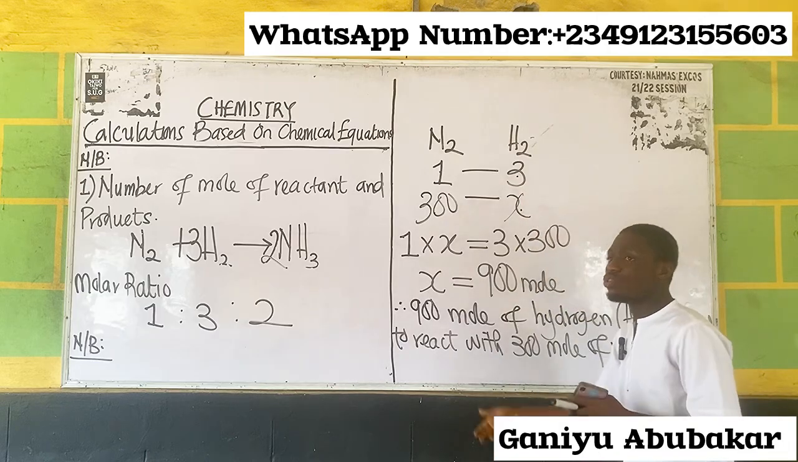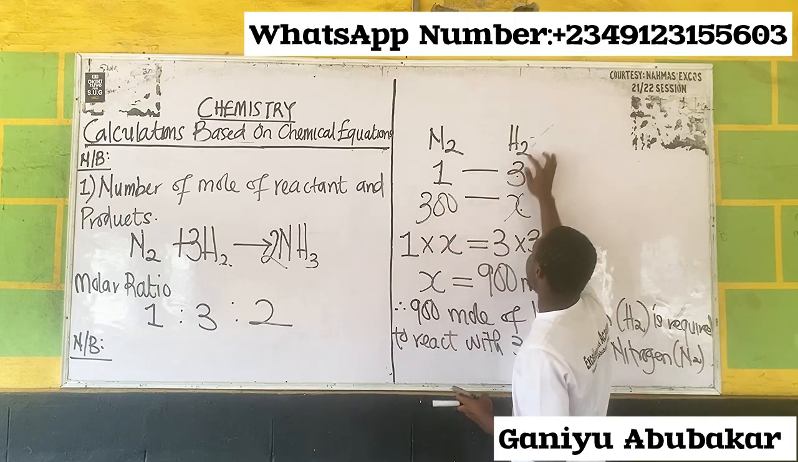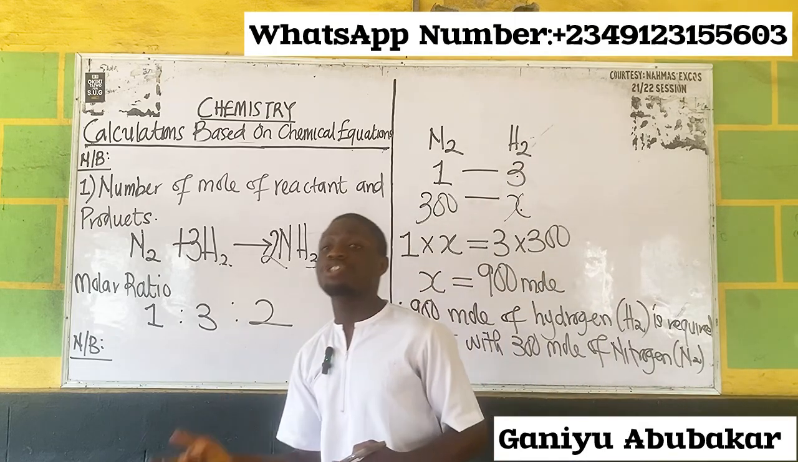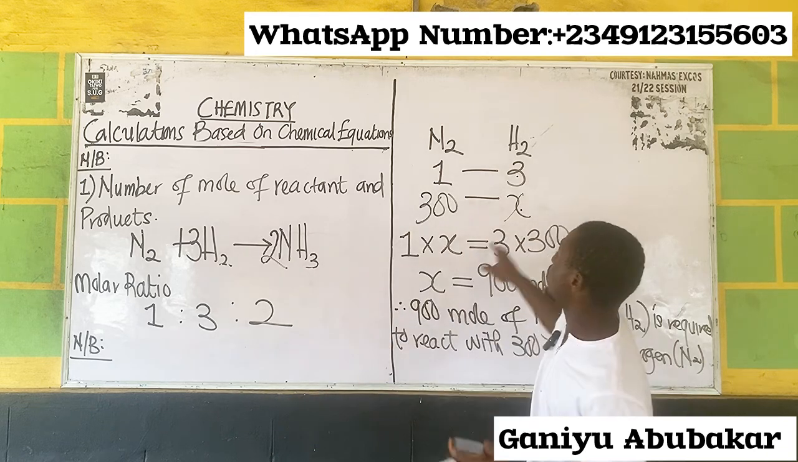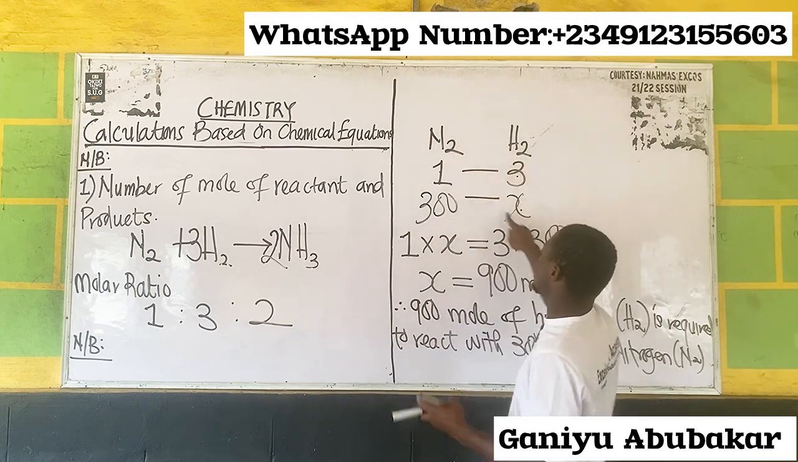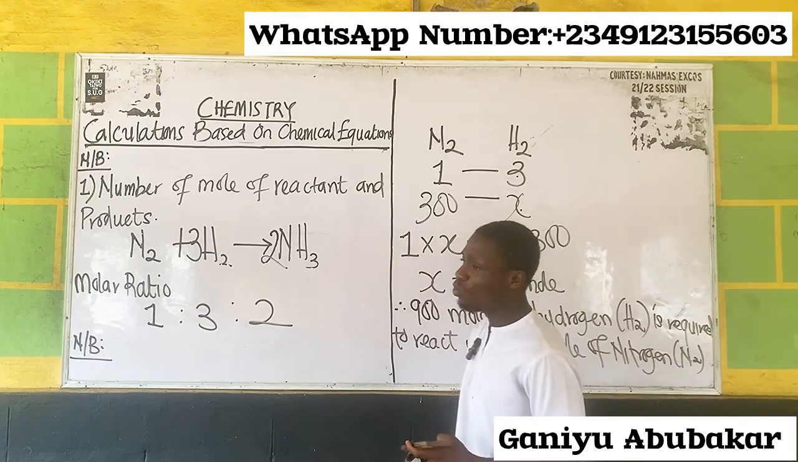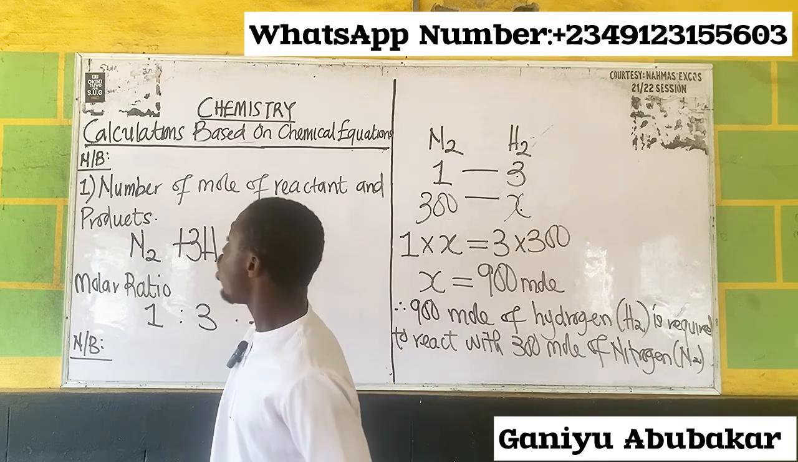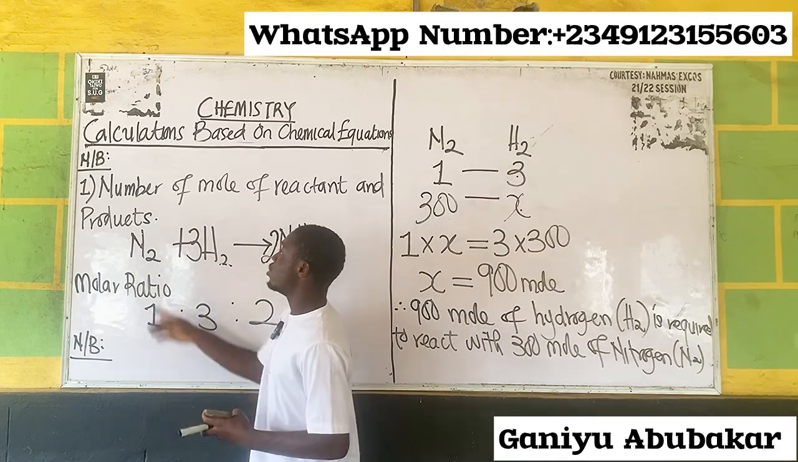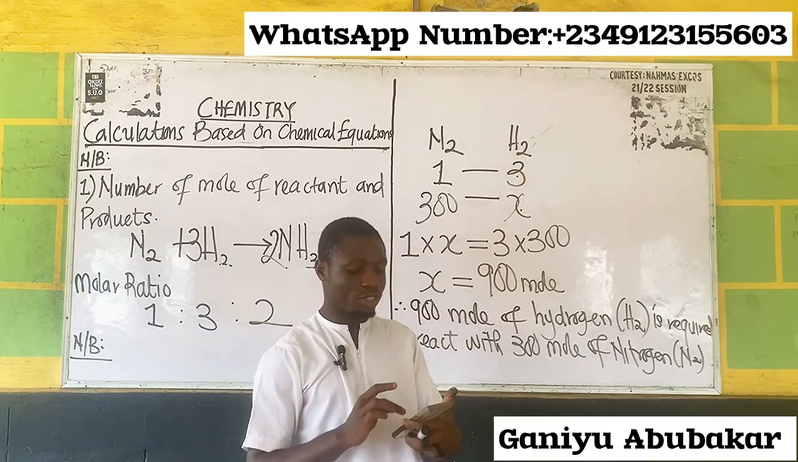Next up, get the moles. They said nitrogen has 300 moles. Hydrogen is what we're looking for, because they asked how many moles of hydrogen. So we let it be X. We ask about 300 moles of nitrogen. Then you multiply from here, and you have your 900 moles. This is the first calculation you can possibly make under chemical equation, and it is called the number of moles of reactants and products.